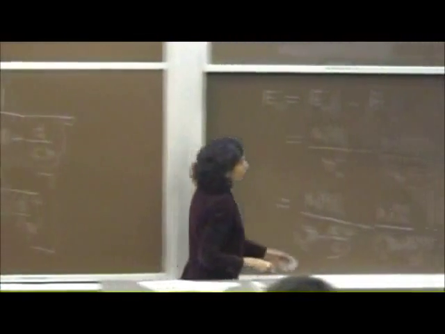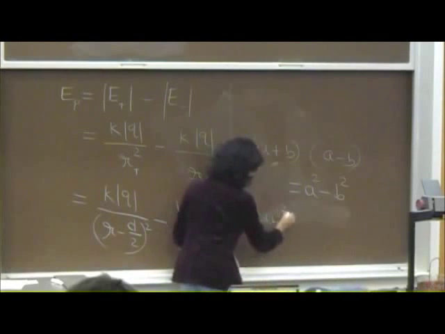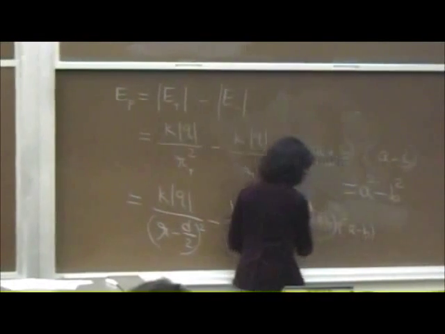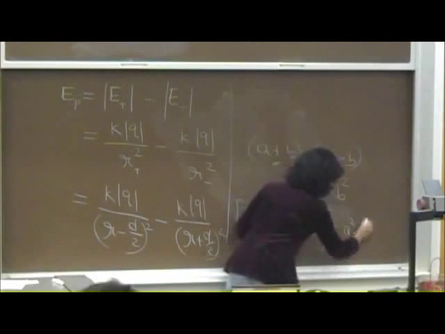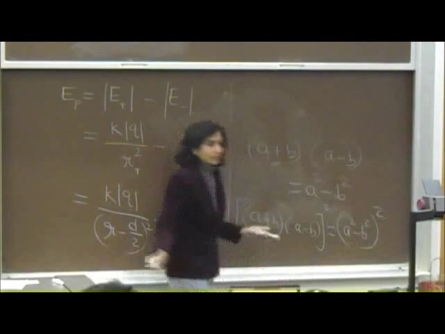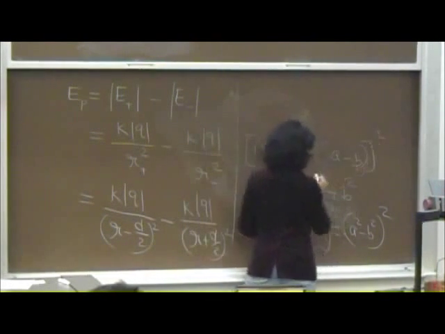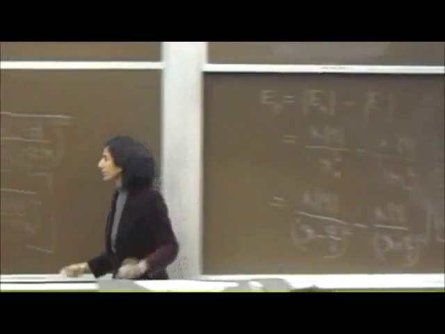Now, suppose I had A plus B, the whole thing squared, times A minus B, the whole thing squared. Then you see I can write it as A square minus B square, and then the whole thing squared. I'm not doing anything fancy. I'm just saying if you square this side, you must square this side as well. Right? As simple as that.